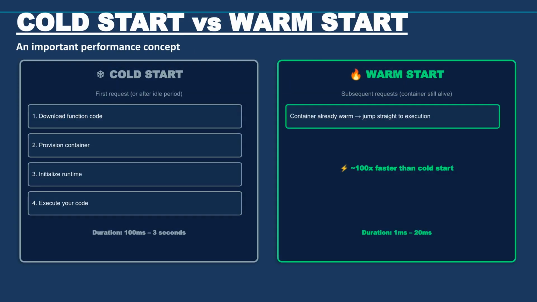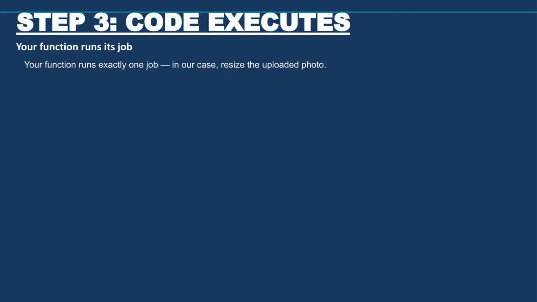This is related to cold start versus warm start. A cold start, the first request, involves downloading the code, provisioning the container, and initializing the runtime, taking 100 milliseconds to 3 seconds. Subsequent warm starts are 100 times faster, from 1 to 20 milliseconds, because the container is still alive.